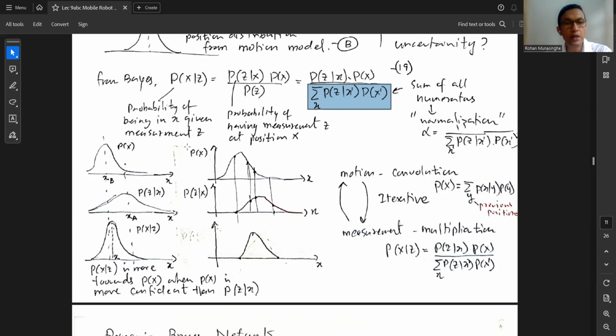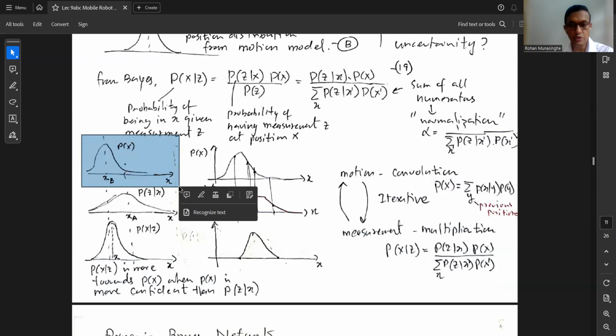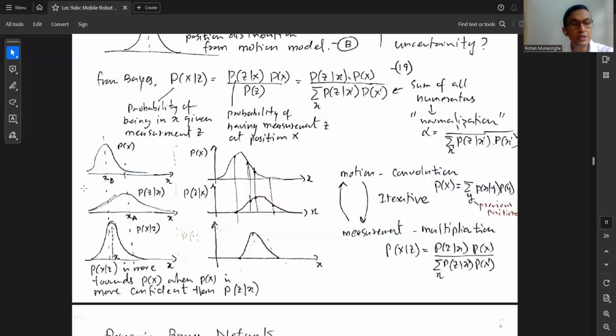Now look at this one on the left-hand side. This is your P(x). Using the wheel encoders, you have your probability distribution function of the robot. So it's at this point xb, this is the peak, and this is the distribution, that is P(x). And now you have your sensor telling you this. The sensor tells you this is your actual position xa, and this is the distribution function for the sensor.